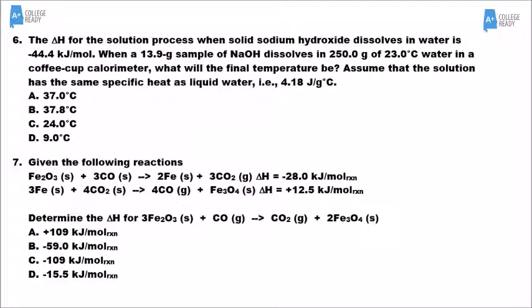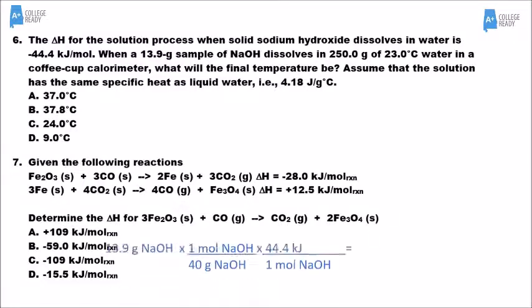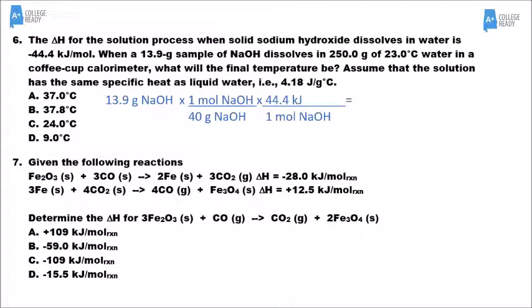and you can see that the answer becomes 26. Number 6 disguises itself as a calorimetry problem when in truth it's actually a calorimetry problem with a little bit of stoichiometry. So the first setup is to go from 13.9 grams of sodium hydroxide to moles, and then using the heat, which it states is 44.4 kilojoules per mole, you get a final answer of around 15,000 joules. Now notice that the answer comes out to be 15.4 kilojoules, but we're going to need the number in joules to plug it into Q equals mc delta T.